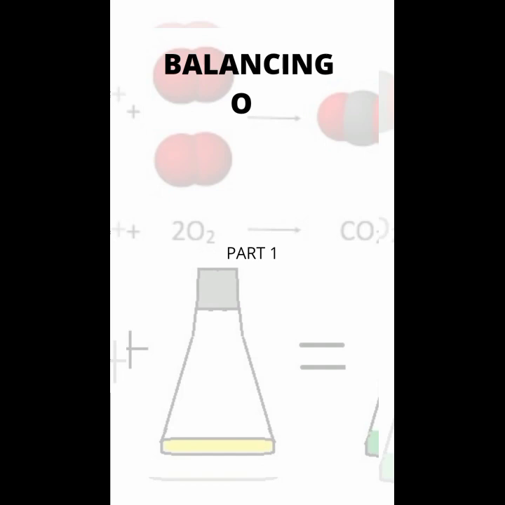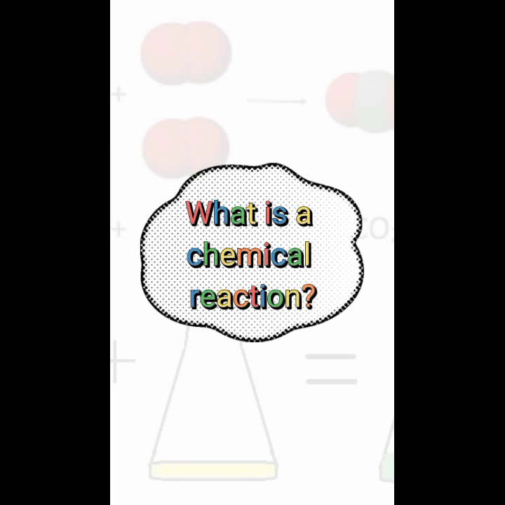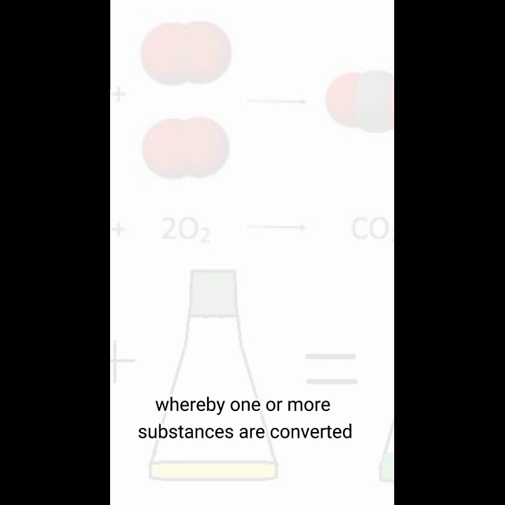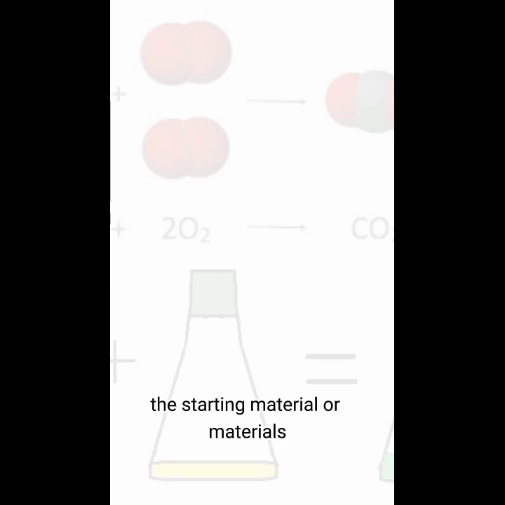Welcome, and our topic for today is balancing of chemical equations. A chemical reaction is a process whereby one or more substances are converted to an entirely different substance or substances that are different from the starting material. The starting material or materials are known as reactants, while the substance or substances formed are called products.